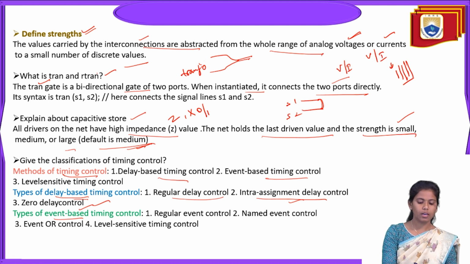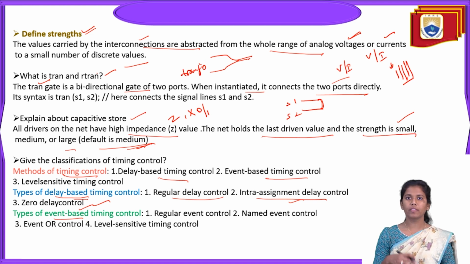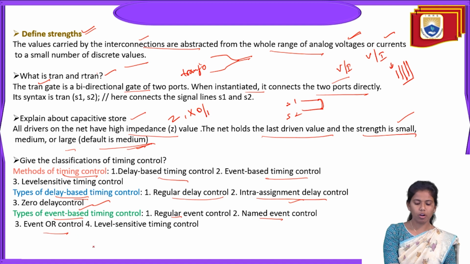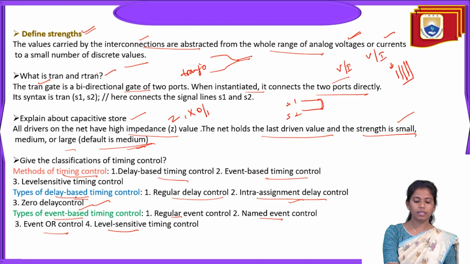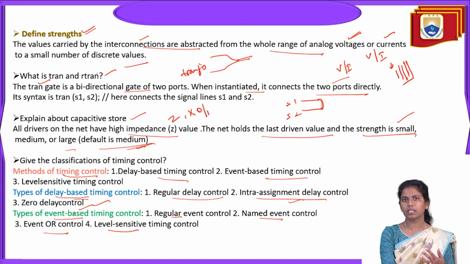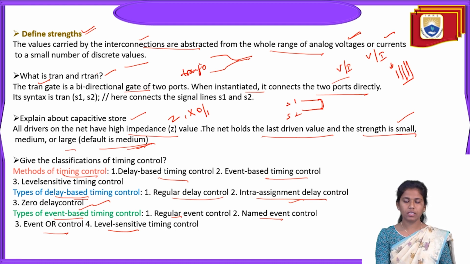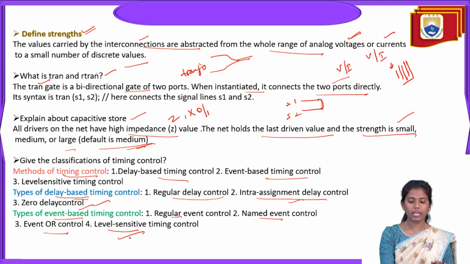Then coming to the event based. In event based timing control, it is again classified as regular event, named event, event or, and level sensitive timing control. So in the delay based, it is subcategorized into three types: regular, intra and zero. Whereas in the event based, it is categorized into 4, including level sensitive timing: level sensitive timing, event or control, named event and regular event.